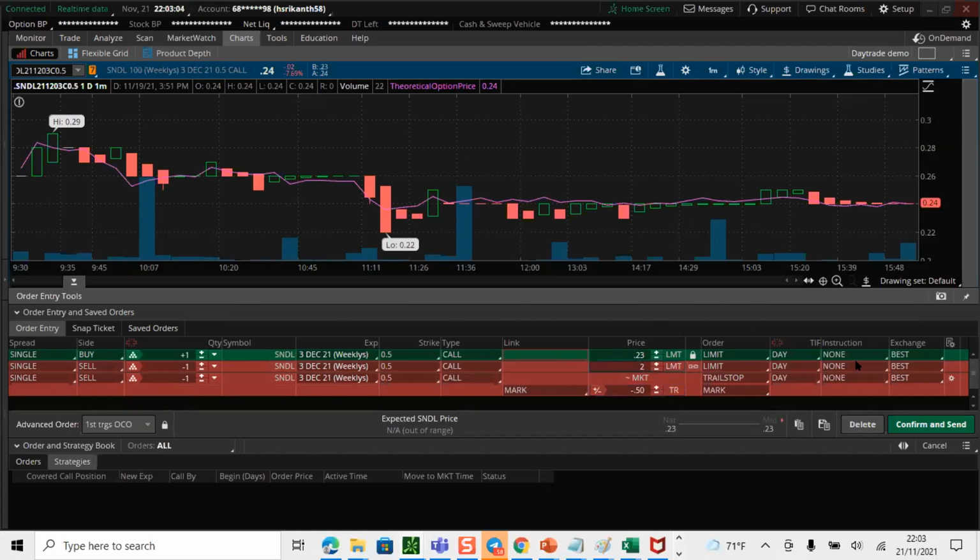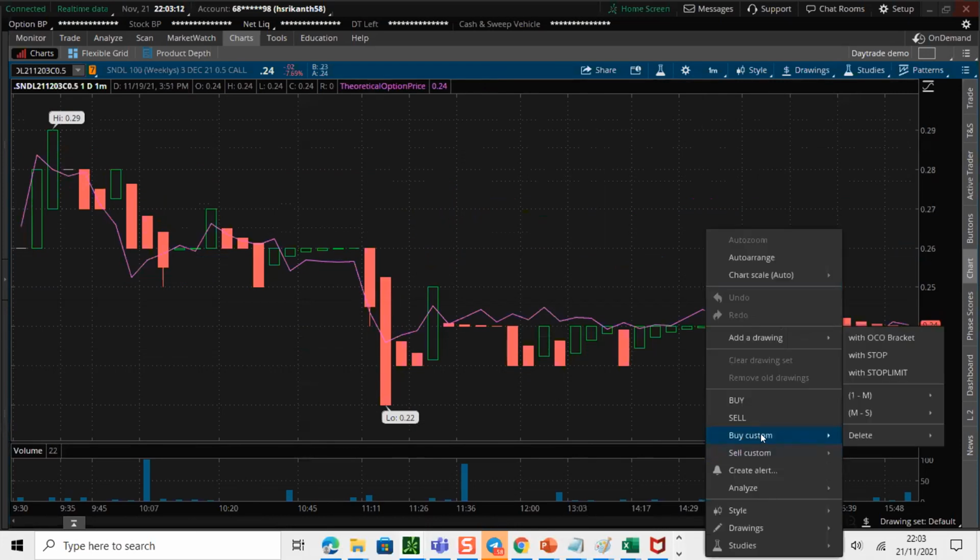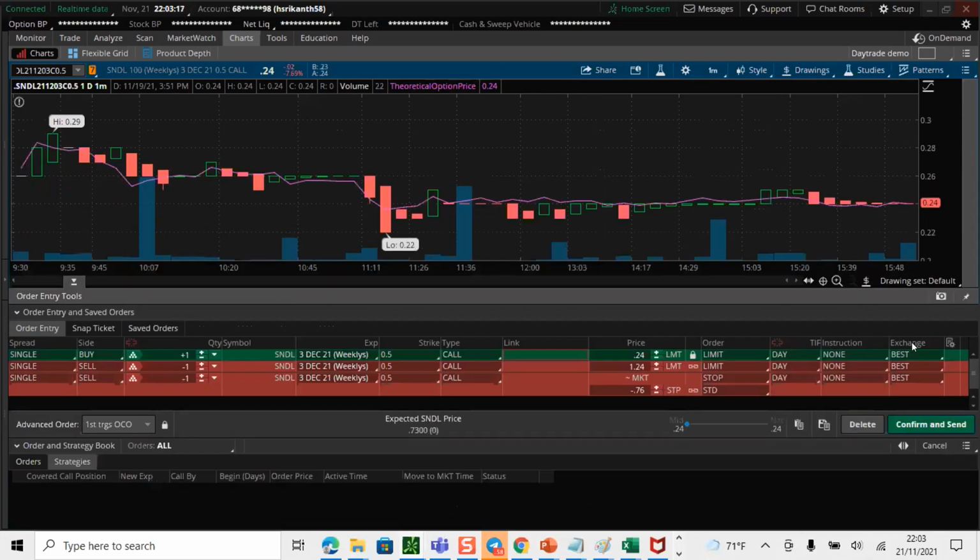You can set up two different ones, but do not make it too complicated. I would say just keep it as simple as possible. With one choice, or you can do everything. Again, just do it with the OCO bracket, buy custom with OCO bracket. You can buy this option at 24 cents, and you can also sell it for a target of $1.24. And at the same time, the moment it drops less than a certain price, right? You can just sell it off too.